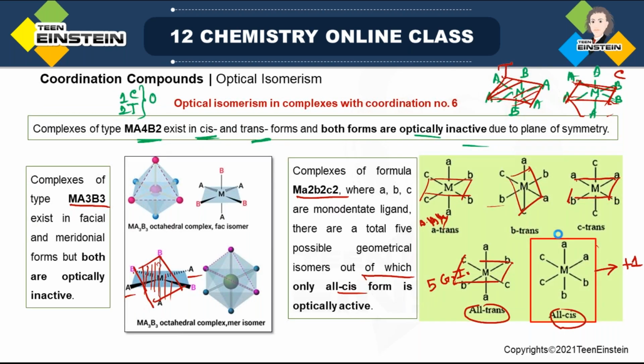Some more examples we will see for optical isomerism in the next class. Today we are ending the session here. Thank you for listening.